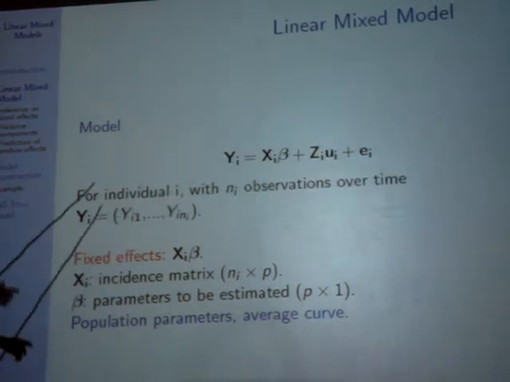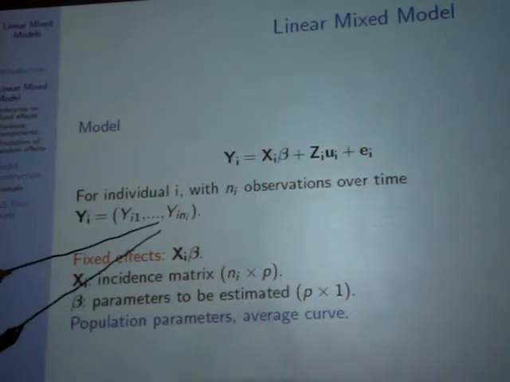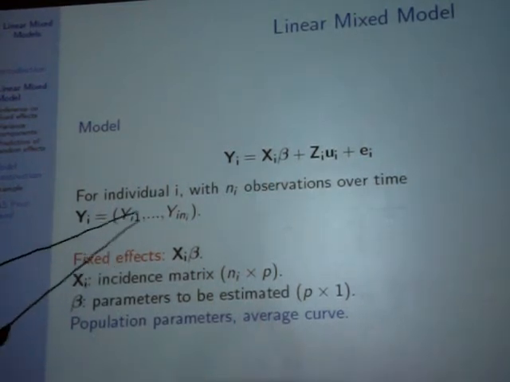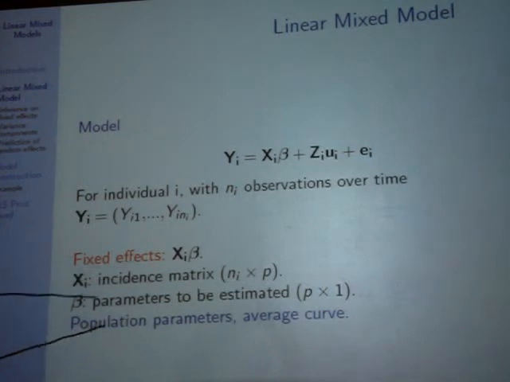yi is the vector of observations for individual i at ni time points, from time t1 to time tni. xi beta are the fixed effects, where xi is an incidence matrix of dimension ni times p, and beta is the parameters of fixed effects to be estimated. It's of dimension p times 1, and it represents the population parameters, and in particular the average curve in the population.